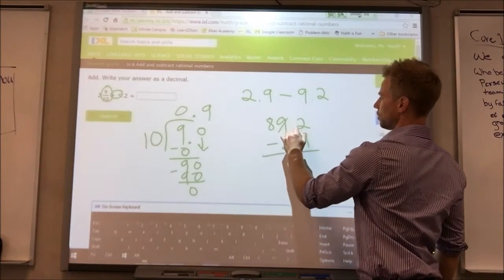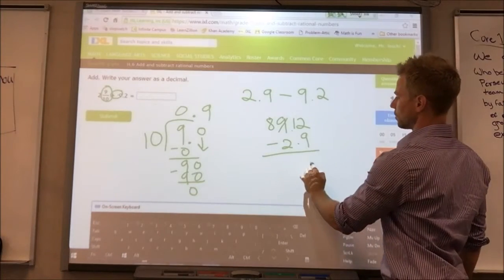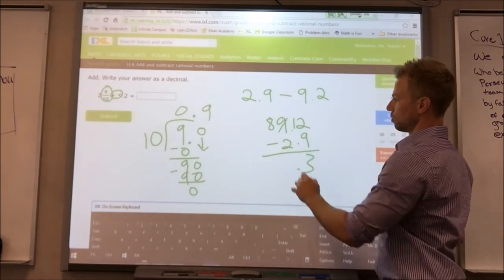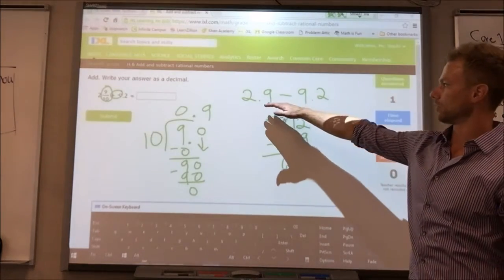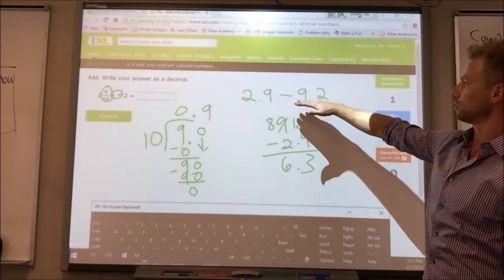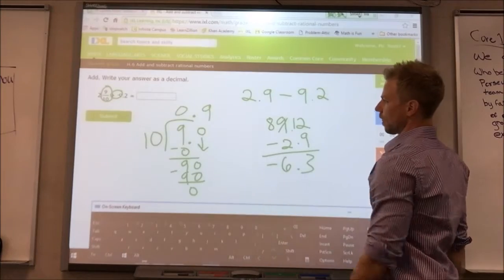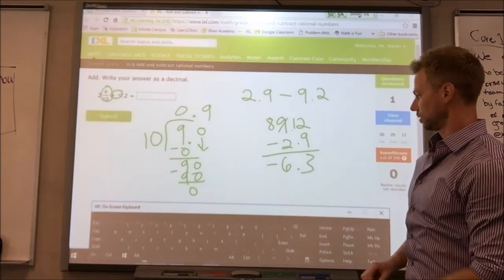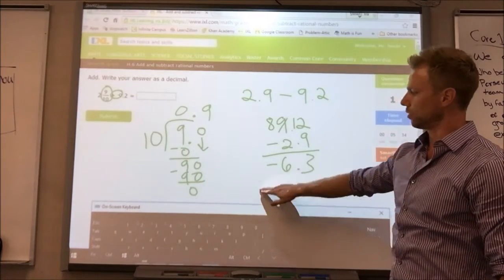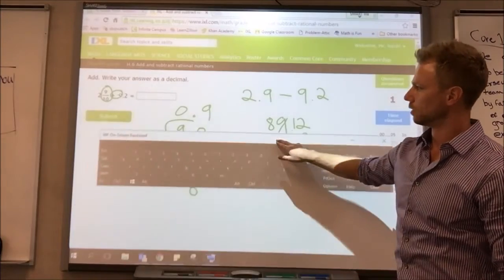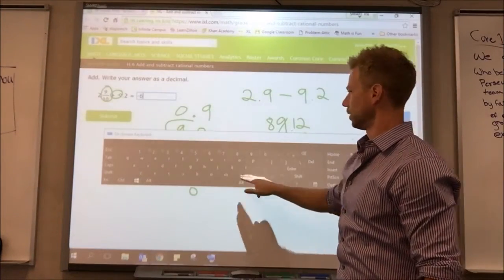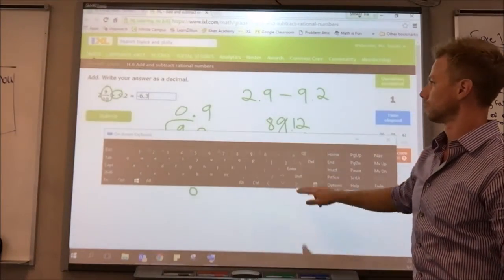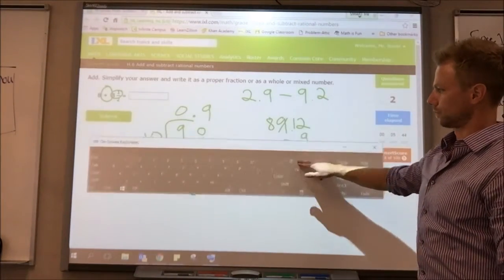We're gonna have to borrow. 12 minus 9 is 3. Put our decimal in place. 8 minus 2 is 6. And the sign of the bigger number is 9.2 and its sign is negative. So our answer becomes -6.3. So we'll plug that in, -6.3. Good.